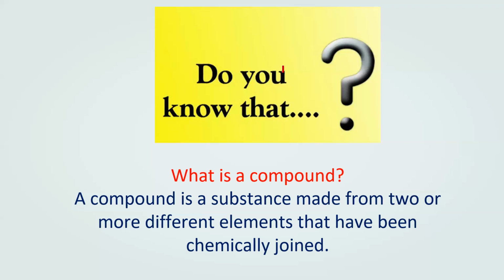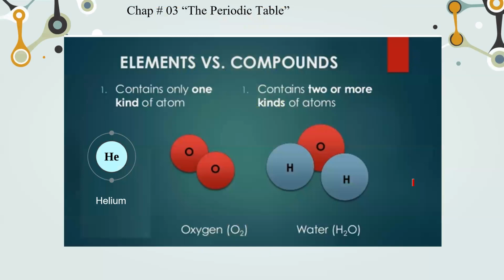So now things are quite clear to you all? Yes, sir. An element contains only one kind of atom, whereas a compound contains two or more kinds of atoms. Like an oxygen molecule, and this is a water molecule. A water molecule contains two different elements, so that is also called a compound.